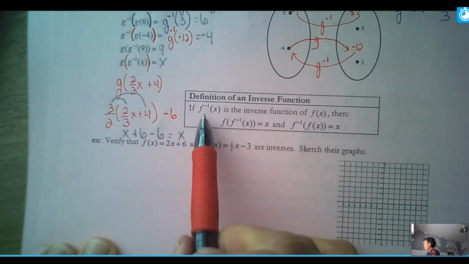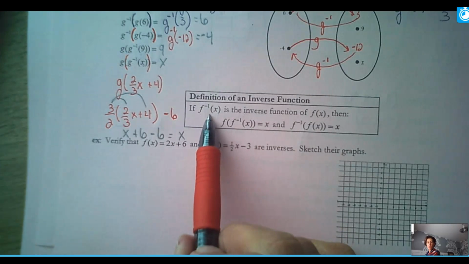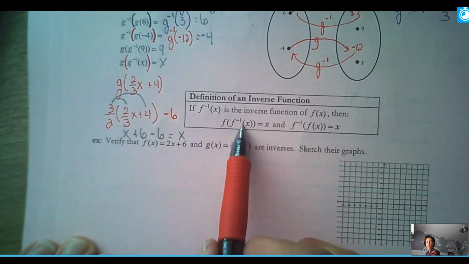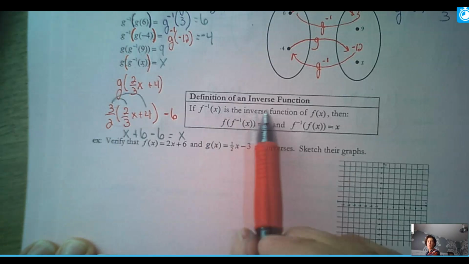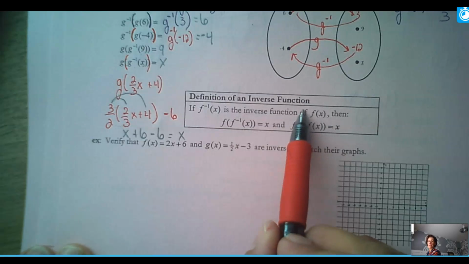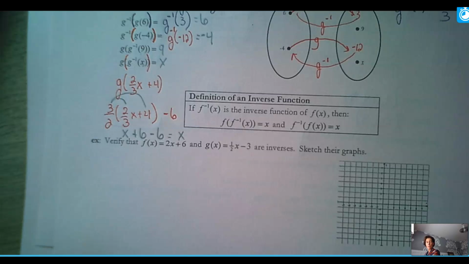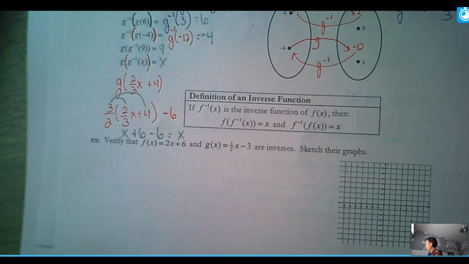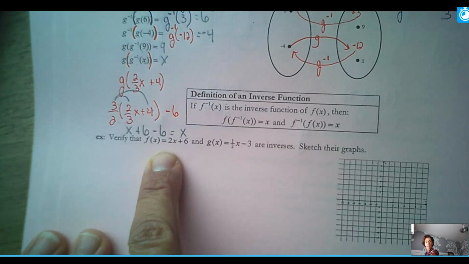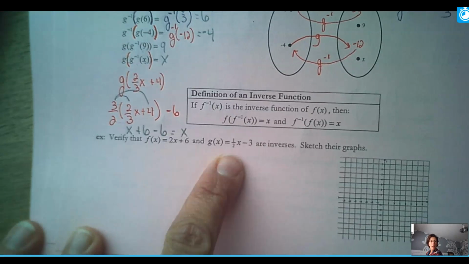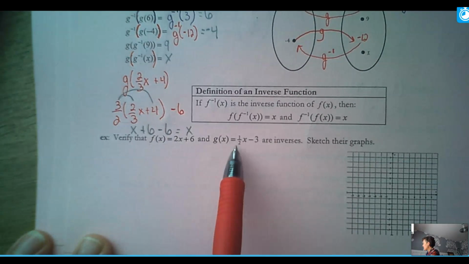If you have two functions that you believe are the inverse of each other, then when you take the inverse and put it into the original function, or you take the original function and put it into the inverse function, you should get right back to x. So what we're going to do is one more practice, and we're going to verify that these are inverses of each other. So I have f of x and I have g of x.